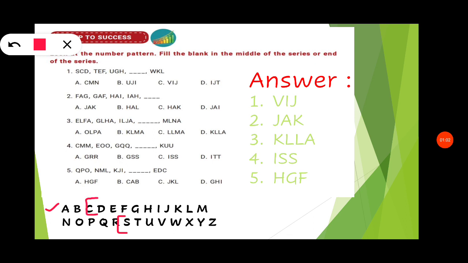So we have to check. S, C, D is the sequence. Next, T, E, F is a sequence. Next, U, G, H is a sequence. Next they have given you a dash. And after that W, K, L is a sequence. So in between, what is the answer? What is left out? V, I, J is left out. So option C is correct.